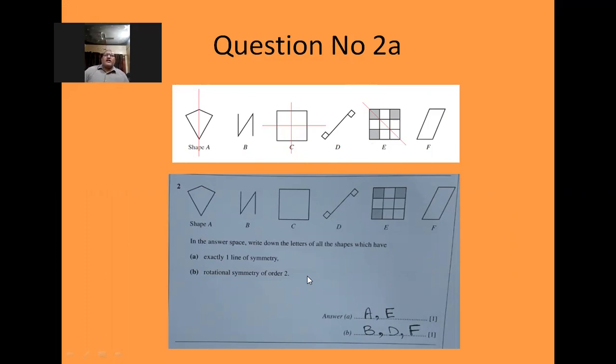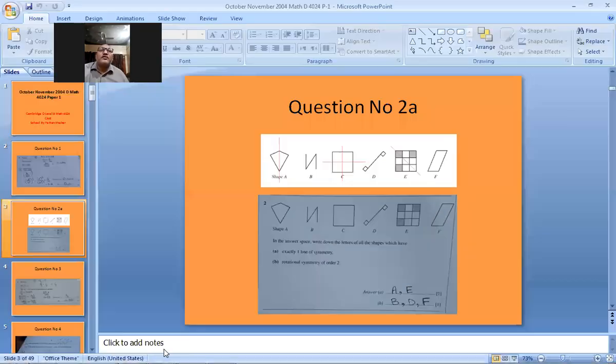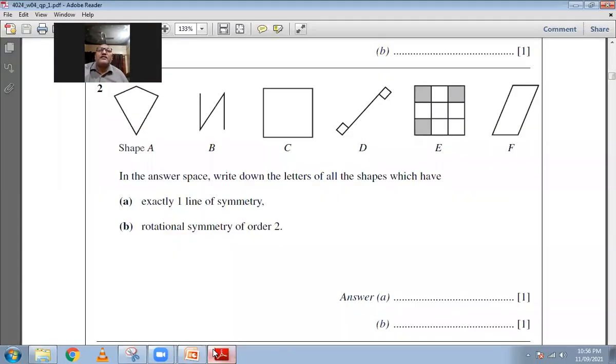And rotational symmetry of order 2 means when you rotate the body through a complete rotation, the body fits on its original shape 2 times in that complete rotation. So this B shape, and this shape, and this shape. So B, D, and F. This is the answer of question number 2, part A. Okay, so let's go to the next part.